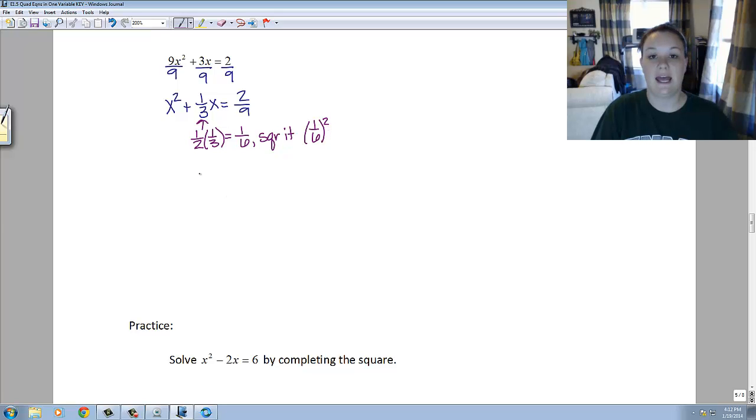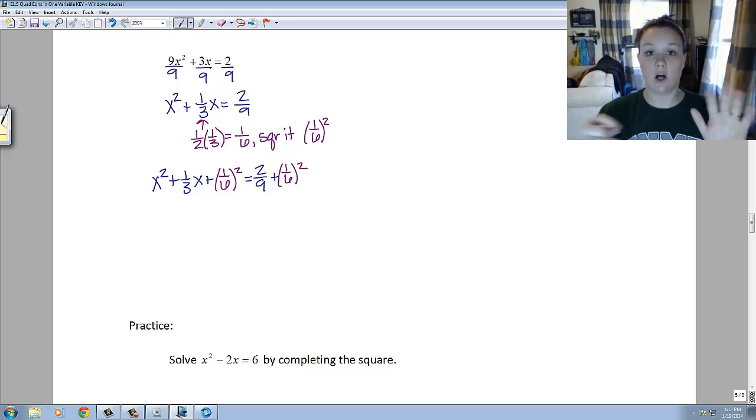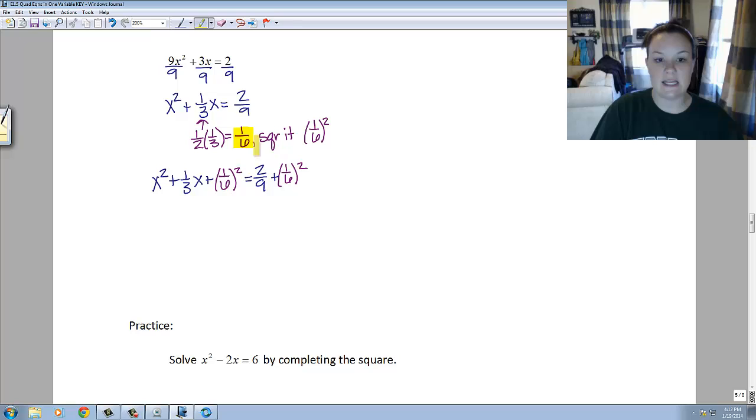So on the left, I have x squared plus 1/3 x plus the 1/6 squared equals the 2/9 plus the 1/6 squared. Now, instead of writing this all out on the left because it's ugly, it has fractions, I'm going to use my little shortcut. Remember, whatever I get when I take half the middle term or half the x term coefficient, which here is 1/6, that's what's going to show up in my factored quantity. So this side I know is going to factor into x plus 1/6 quantity squared. Okay.